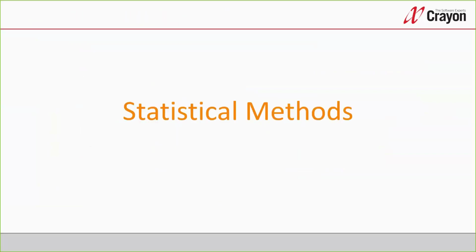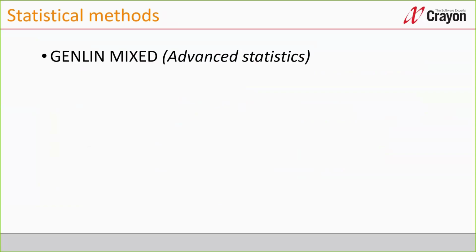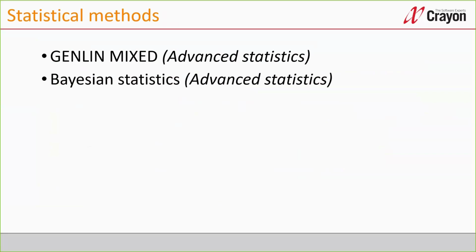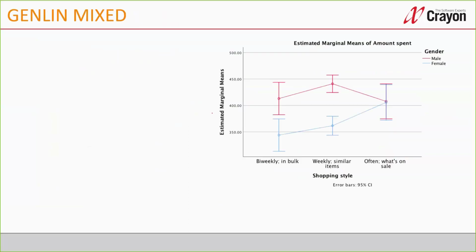So let's go to the next area that is new. And we have some new methods. Here they are. We have some news in GENLIN mixed models. Bayesian Statistics is quite new, and both of these are in the advanced statistics. And then we have something that I really like, extensions. It's like apps. So let's start with the news about GENLIN mixed.